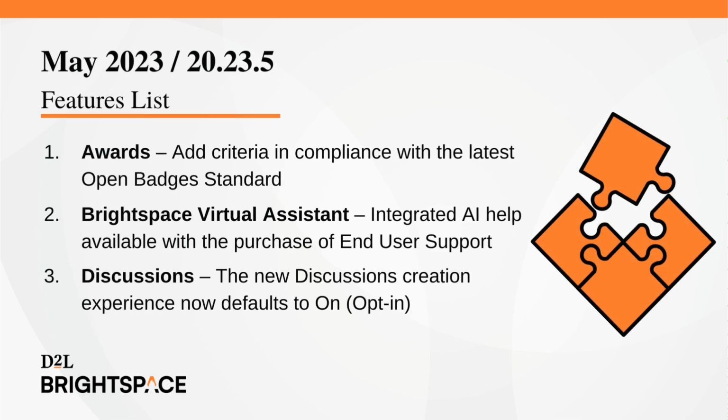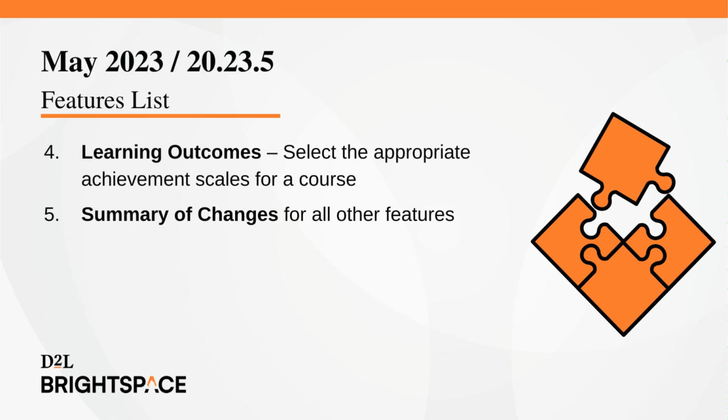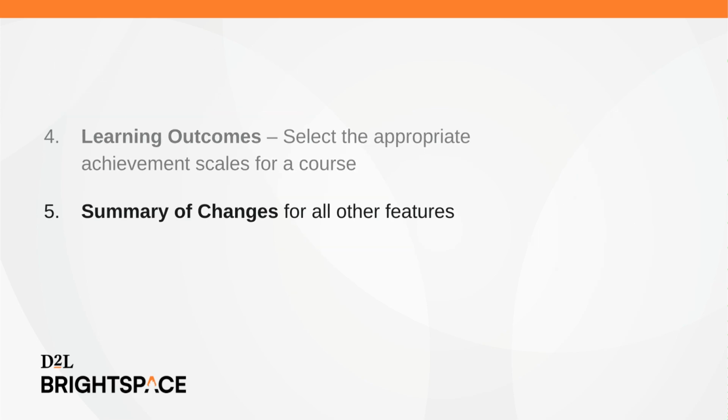Using the Awards tool, users can add criteria to badges that are in compliance with the latest Open Badges standard. As a subscriber to end-user support, users can access the new Brightspace Virtual Assistant. In Discussions, the new Discussions creation experience now defaults to On Opt-in. Using the Learning Outcomes tool, instructors can now select the appropriate achievement scales for a course. And finally, a summary of all the other features this month.